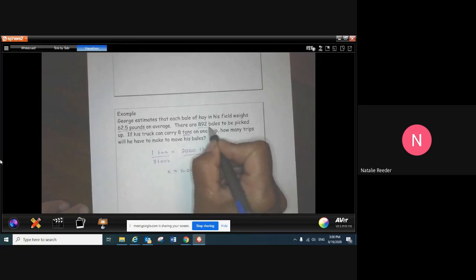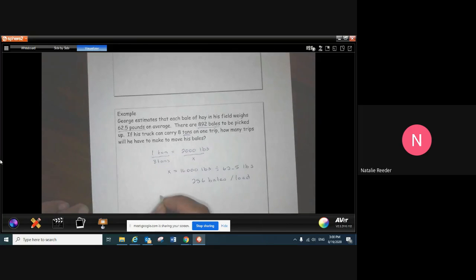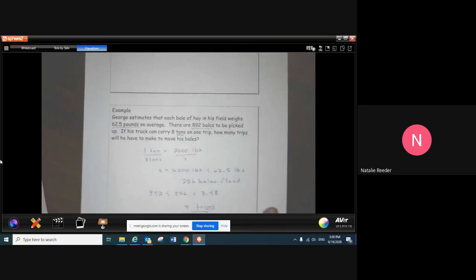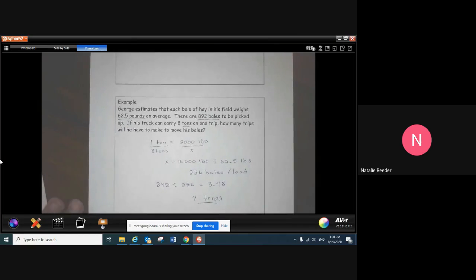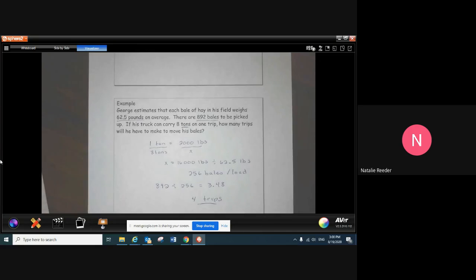Now, he has 892 bales in total. So how many trips will he need to make? If you have 892 bales, but you can put 256 in one load, how many loads is that? Well, we divide and it gives us 3.48. Now, it wants to know in total how many trips. 3 trips would not be enough, so we'd have to round to 4. It would take him 4 trips to move all of his bales. All right, so that's how you do some conversions with mass. Now you can go ahead and try your practice.